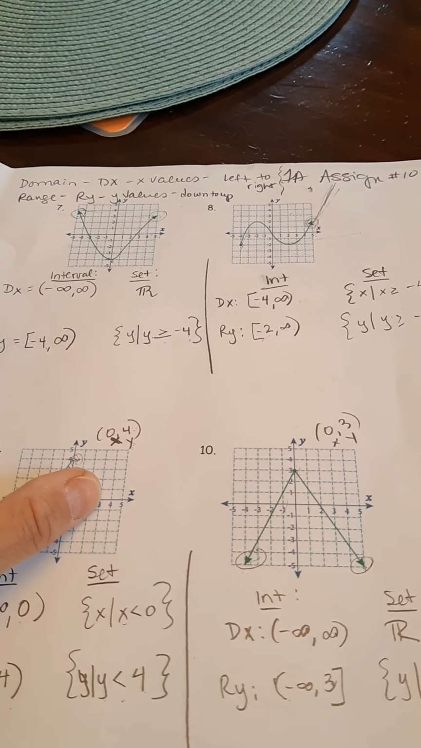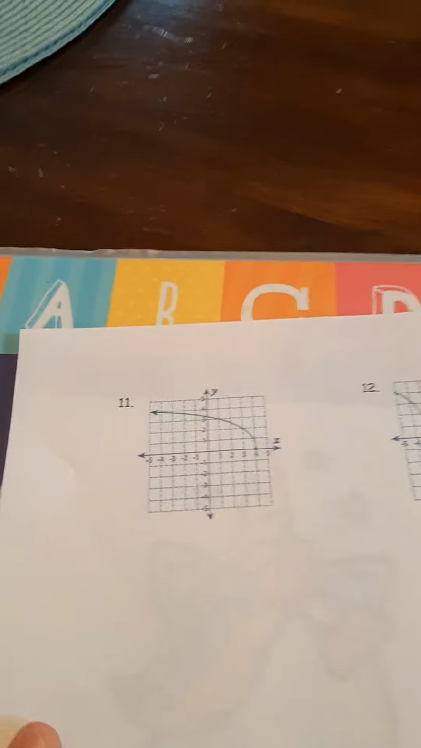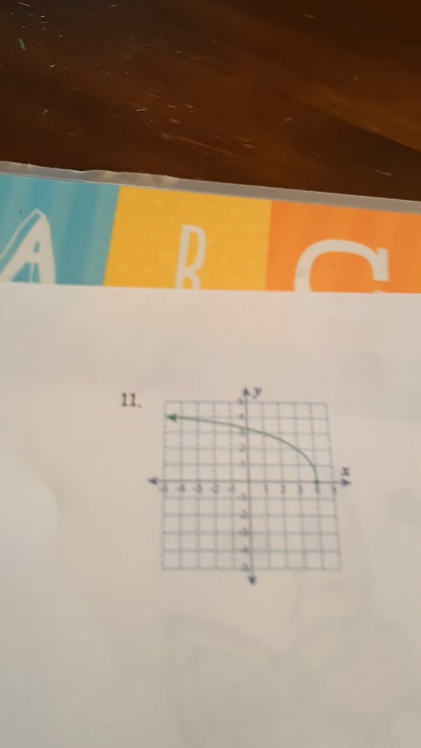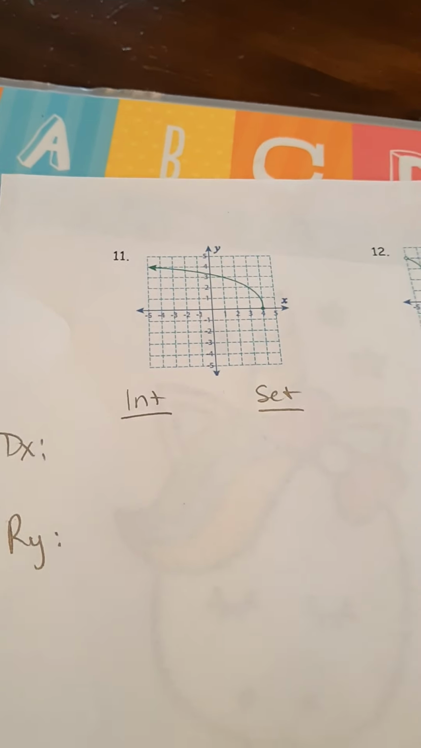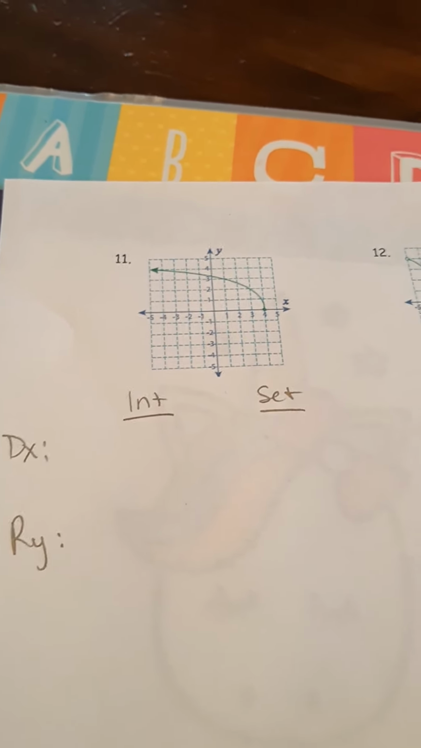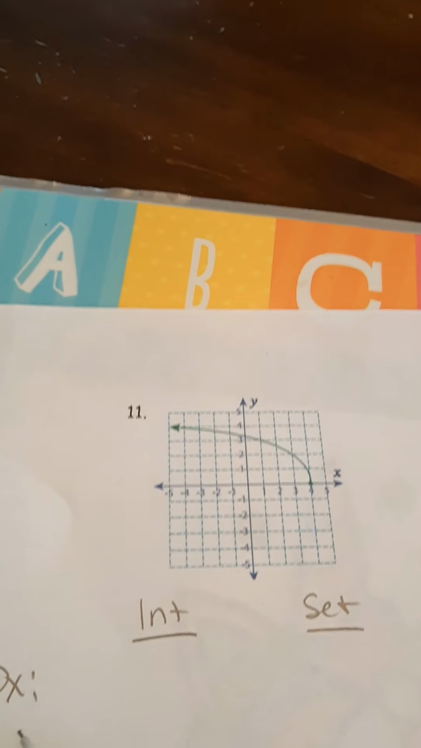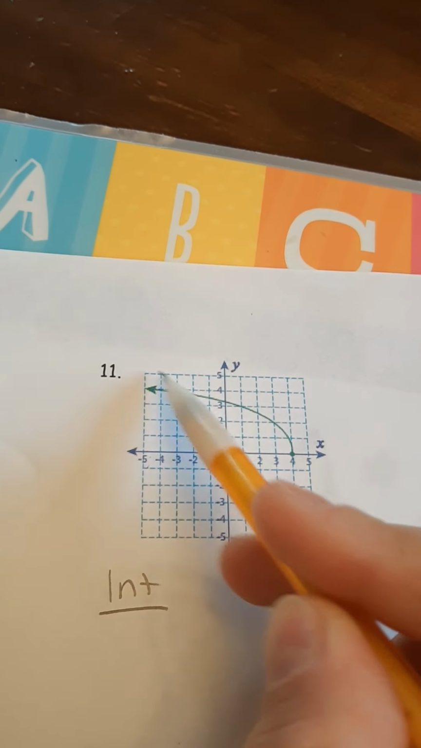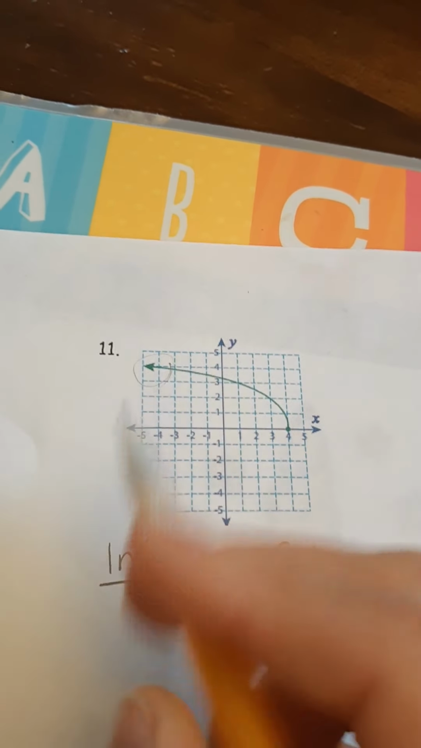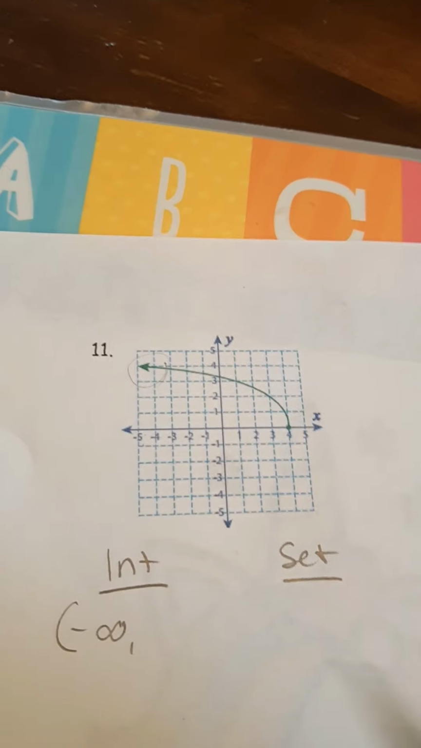Okay, so now let's go on to number 11. Number 11 is another graph where there's one arrow. Let's do interval notation first, set notation second, domain, range. Okay, interval notation. Domain goes left to right. My leftmost point is at -5, but it's an arrow. So that means it's negative infinity.